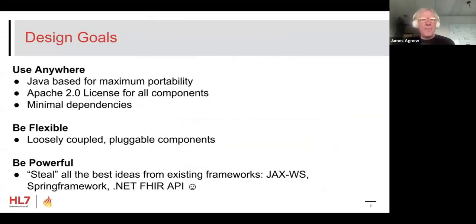We have a couple of key design goals that I want to talk about very briefly before even getting into the functionality of the library, just because this is so critical to understanding HAPI, the framework, and our philosophy behind it.